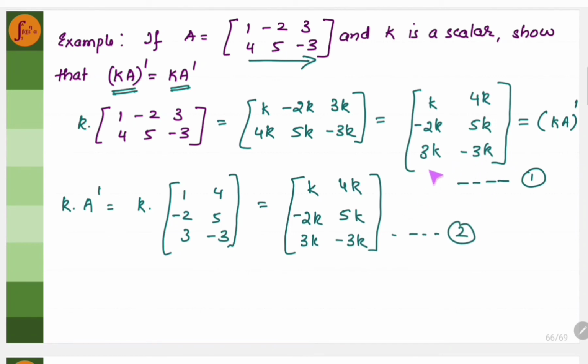Now you look at both these matrices, right? K, 4K, it is same. That is, KA, the whole transpose, is same as K into A transpose. Hence, it's concluded that K into A, the whole transpose, is K into A transpose.